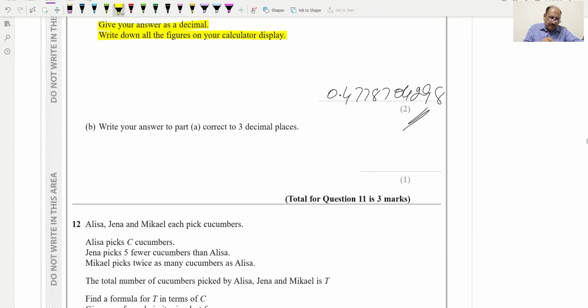Now B part says write your answer to part A correct to 3 significant figures. So for 3 significant figures, the leading 0 is non-significant, so 4 is significant, 7 is significant, this is also significant, but the next number is 8, which we want to remove. So we'll shift this and we'll remove this. So it will be 0.478. Hopefully you understood this also.